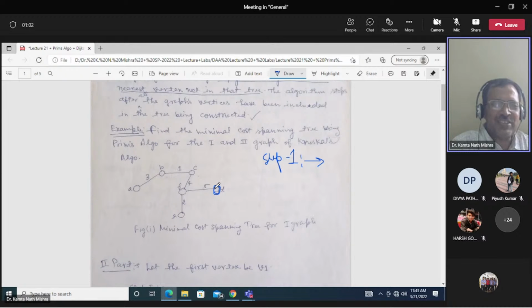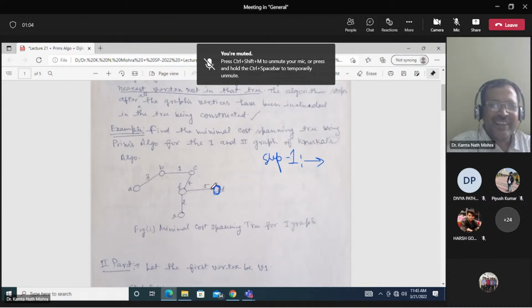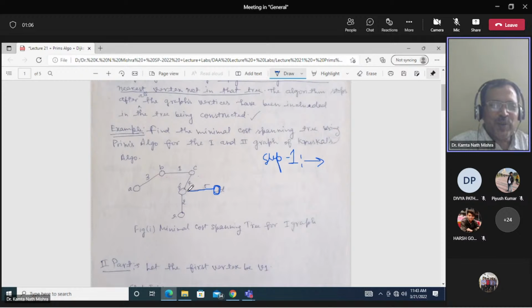So D has how many paths? Only one, sir. So it means from D, whatever the outgoing paths are, we will select the smallest one. While selecting the outgoing paths from the start vertex, we will ensure that it must not form a cycle.